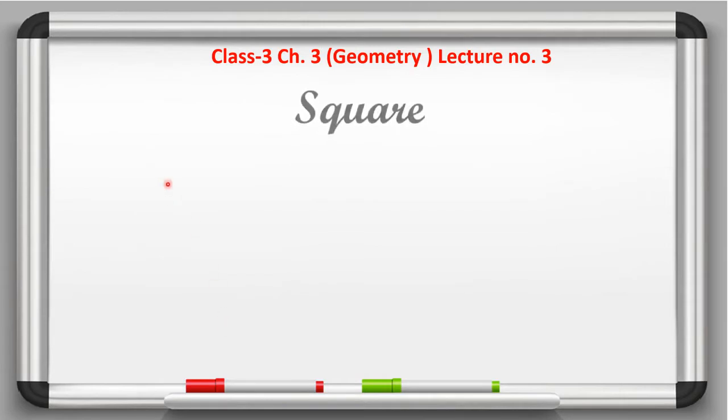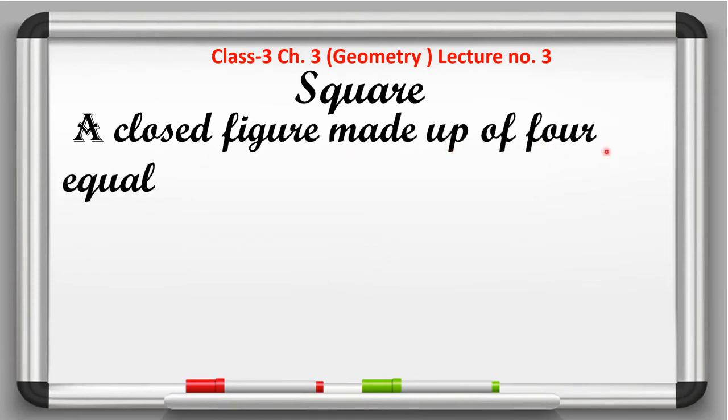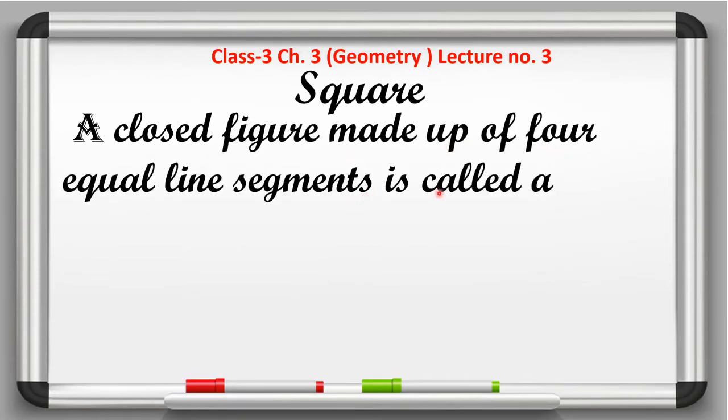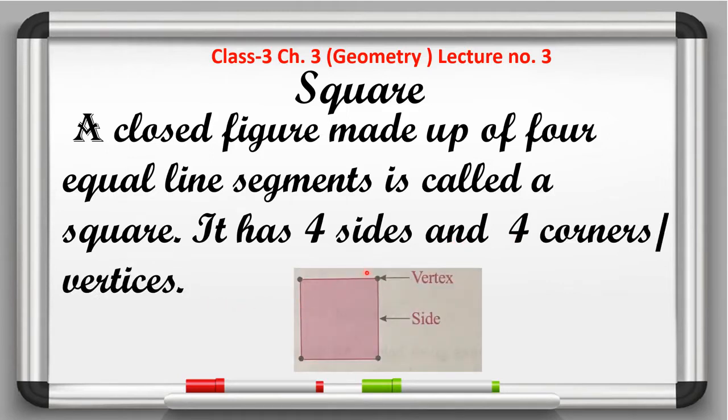So first of all, we will learn about a square. So a closed figure made up of four equal line segments is called a square. It has four sides and four corners or vertices. So here I am going to show you one square. So here you can see this is a square beta. It is made up of four line segments. Four line segments की help से हमने square को बनाया है and all sides of the square are equal.